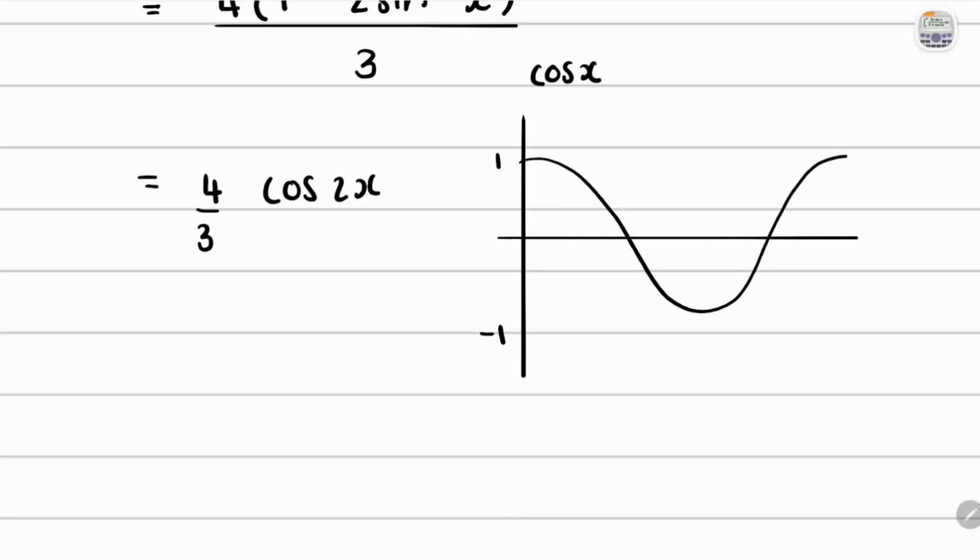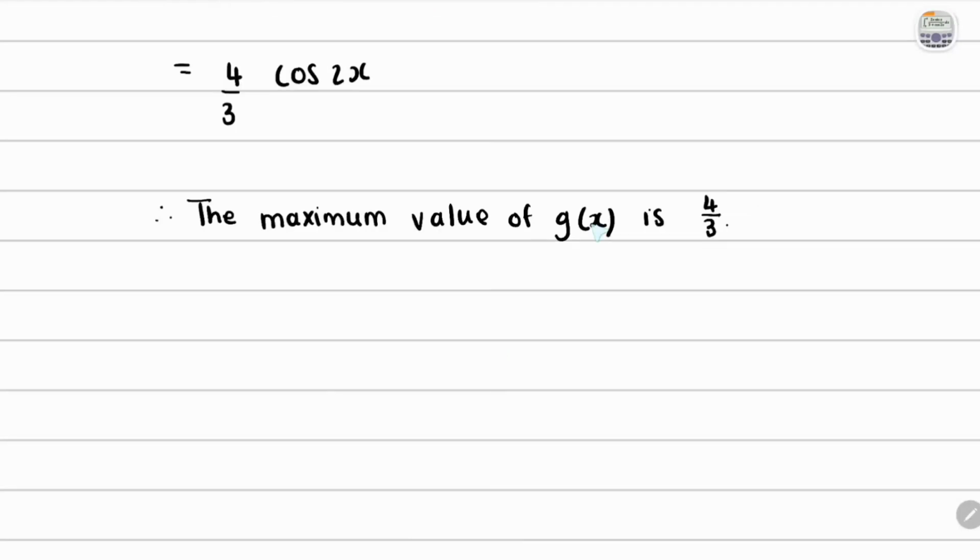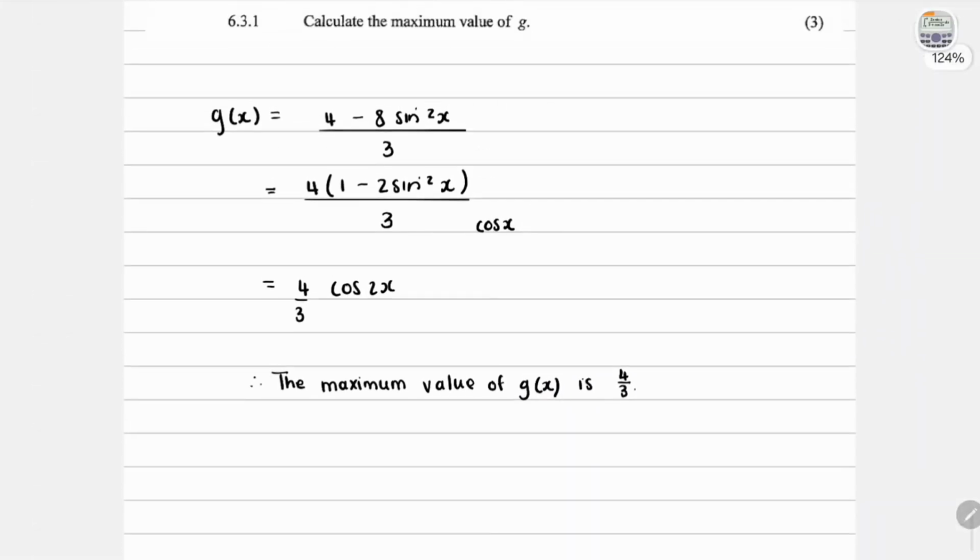Those are the y values, right? But this has 4 over 3. So when you put a number in front of it, that changes the amplitude, and of course it changes the maximum and the minimum. So this will now go to 4 over 3, and the lowest it will reach will be -4 over 3. So that means the maximum value of this graph is 4 over 3. Therefore the maximum value of g of x is 4 over 3, and that is our answer.